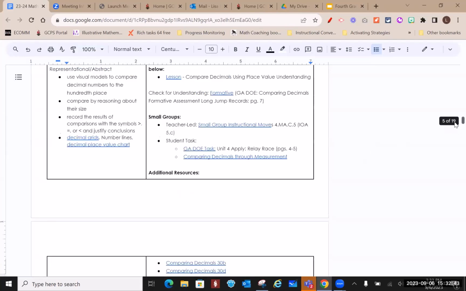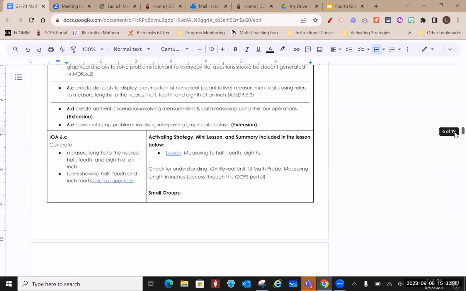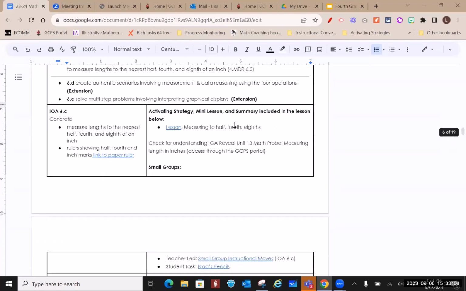I'm going to scroll on down here. You can see that Unit 4C starts with IOA 6C. There's a total of 5 suggested days of IOA 6C, with the last day being clustered with 6B. Or I'm sorry, it's not the last day, but it's one of the days being clustered with 6B. So let's take a look at our pacing for IOA 6C.